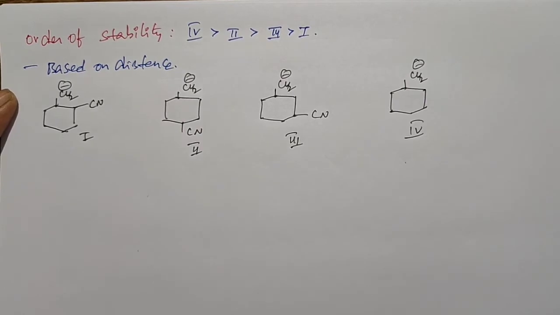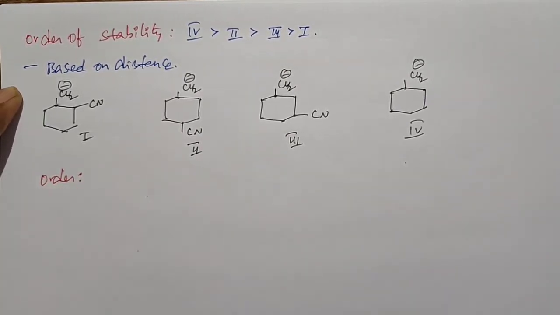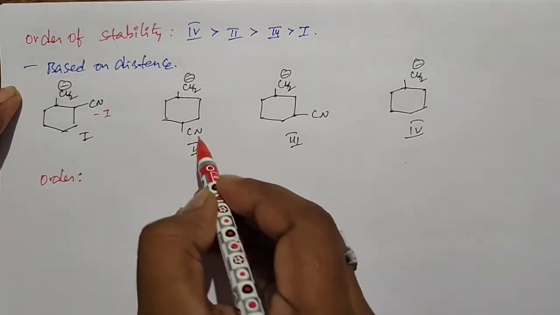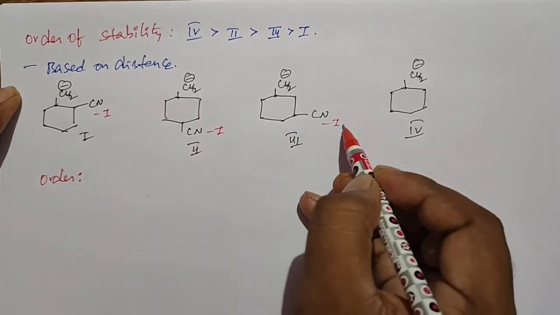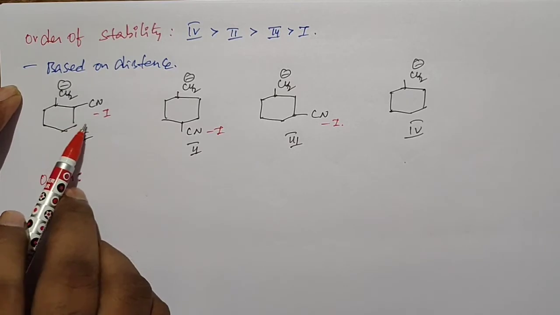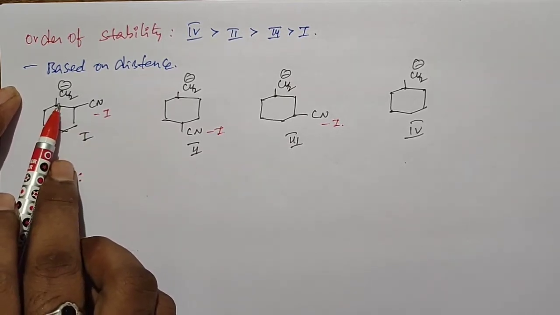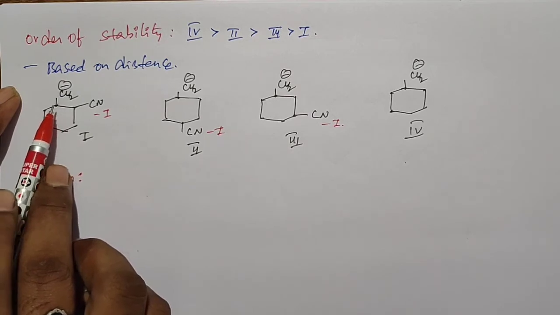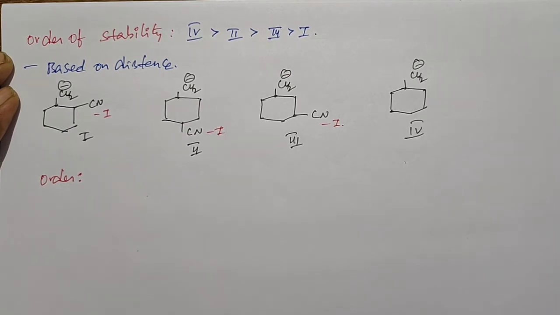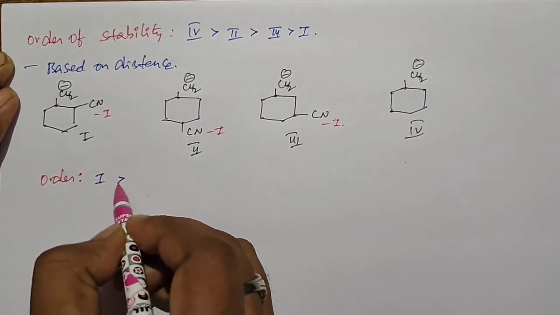If you take the order of stability, you see here the cyano group is an example of a minus I group. So all structures consist of minus I groups except the fourth one, but in the first one the minus I group is very near to the negative charge. So you know very well the stability of carbanions is directly proportional to minus I power. So the first structure is more stable.